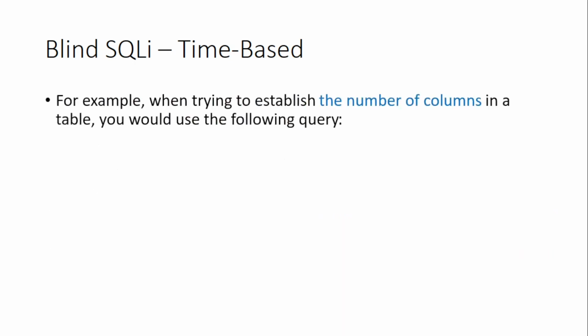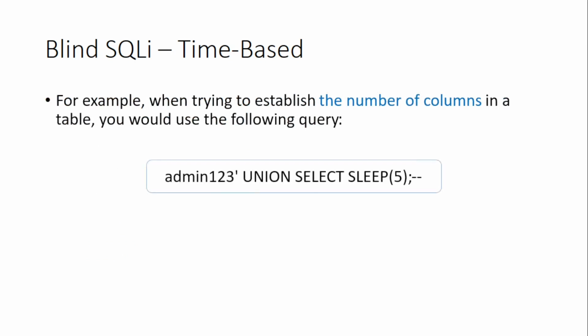So, for example, when trying to establish the number of columns in a table, you would use the following query: admin code union select sleep 5 semicolon dash dash, which, if there was no pause in the response time, we know that the query was unsuccessful. So like in the previous task, we add another column. And if this one produces a 5-second time delay, that confirms that the union was successful, and thus there are 2 columns in the query. So let's try it out right now.